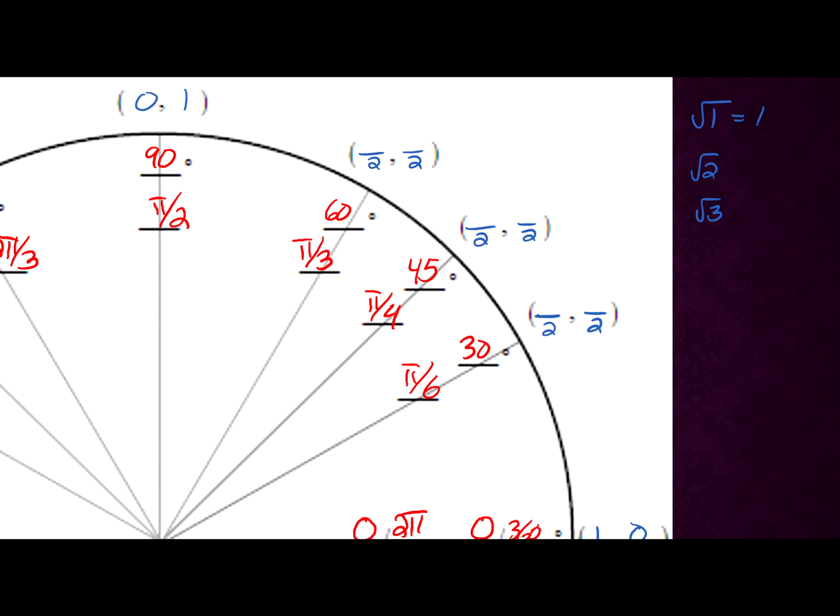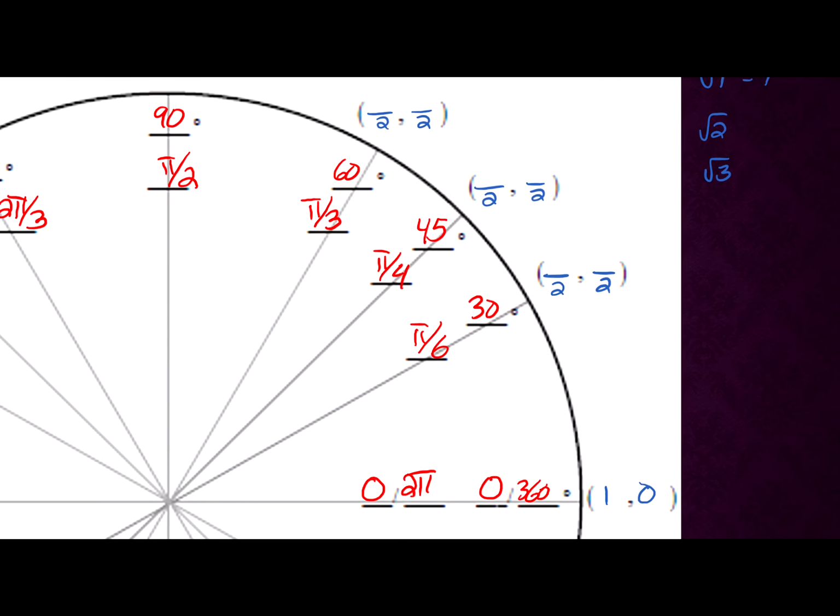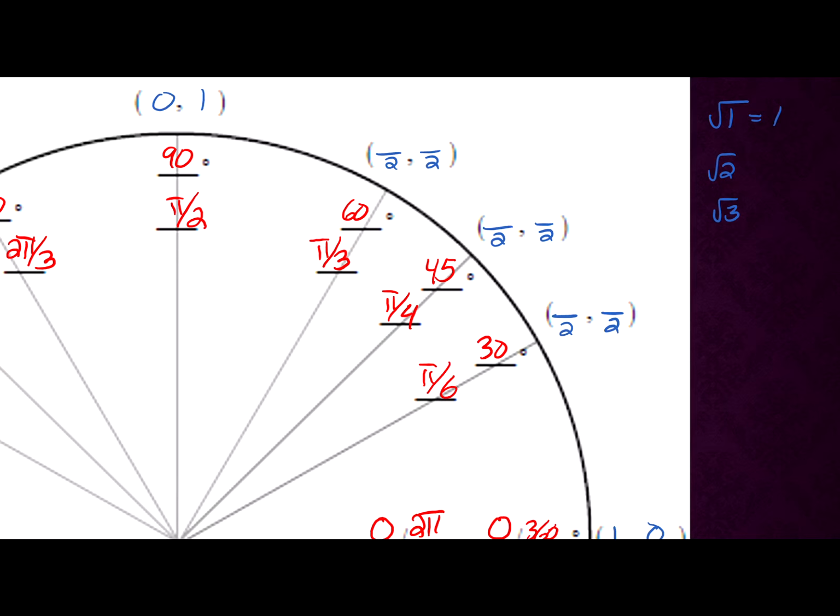And as long as we know the first quadrant, everything else after that just follows that pattern. X's are going from 1 to 0, because the x value starts here at 1, and then ends at 0 when it gets to 90 degrees. 1 to 0 is decreasing, so it's a decreasing pattern of 3, 2, 1.